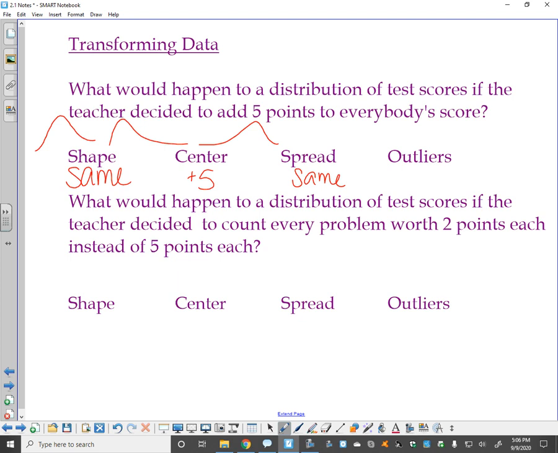Outliers would be exactly the same. Everybody's moving at the same rate, the same pace. So if you were an outlier before, you're still going to be an outlier.